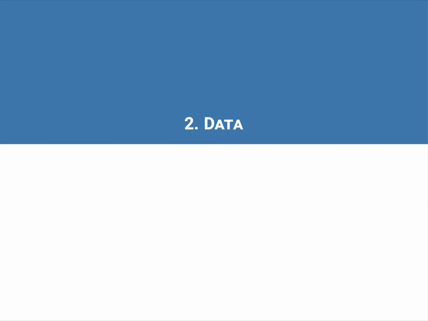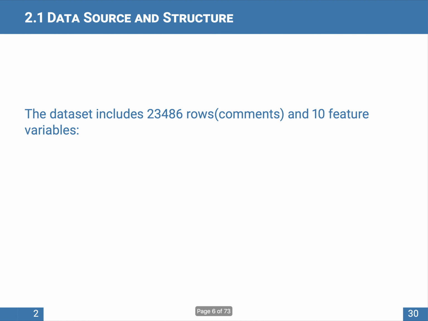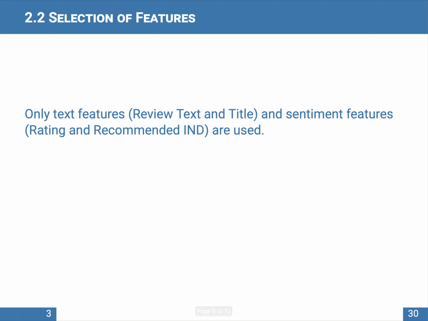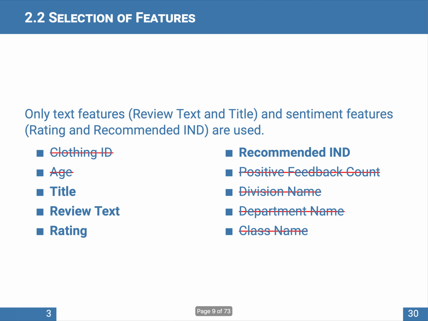Section 2. Data. The dataset is obtained from Kaggle, and it has 10 feature variables. However, not all these feature variables are useful. Only text features and sentiment features are used. So the features we're going to use are title, review text, rating, and recommended IND.